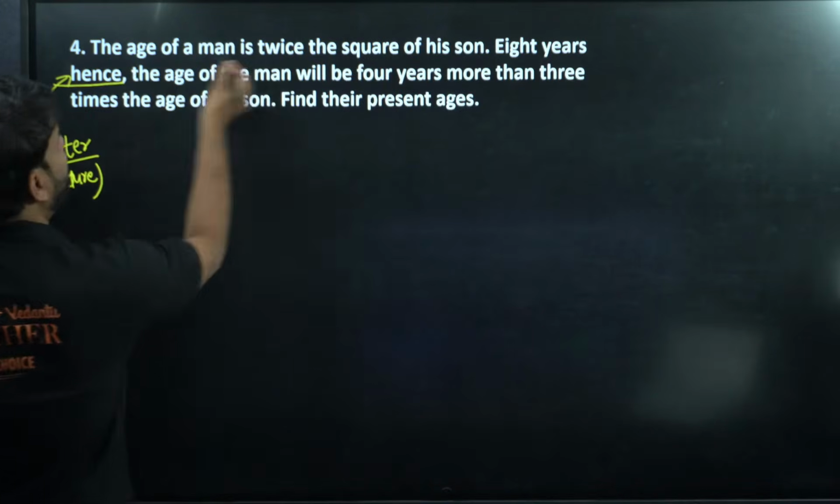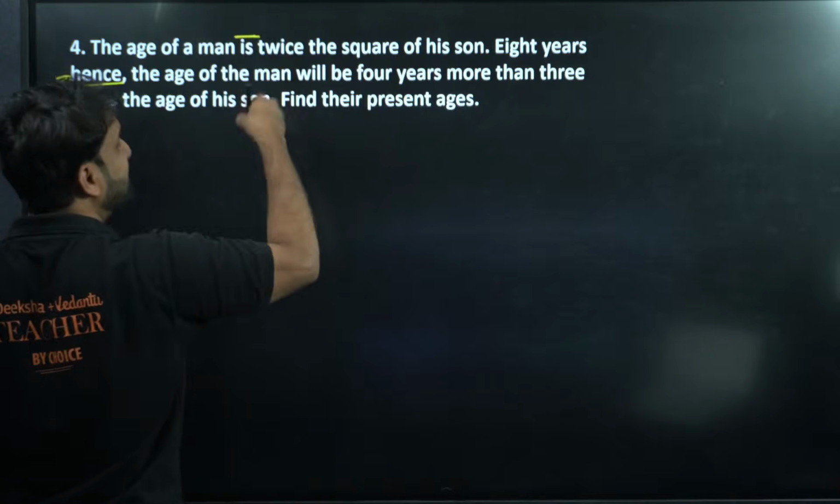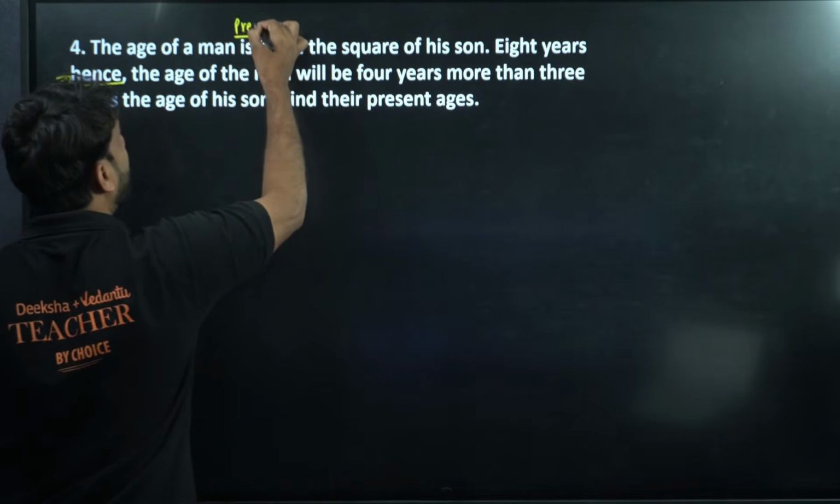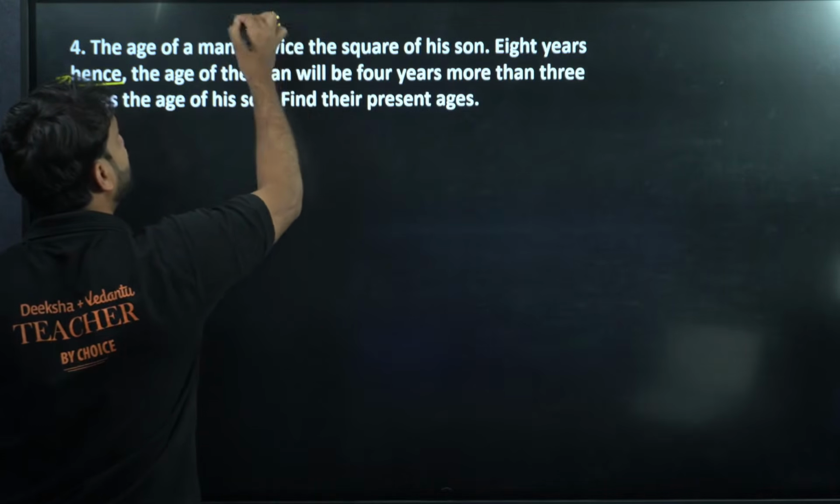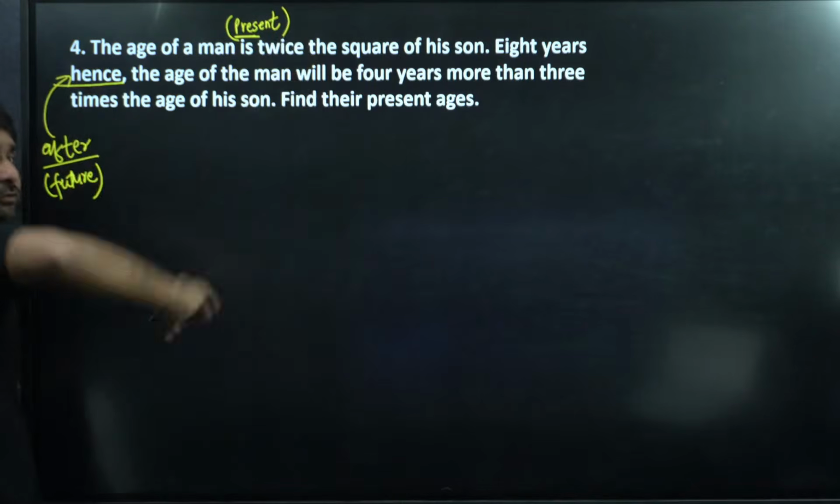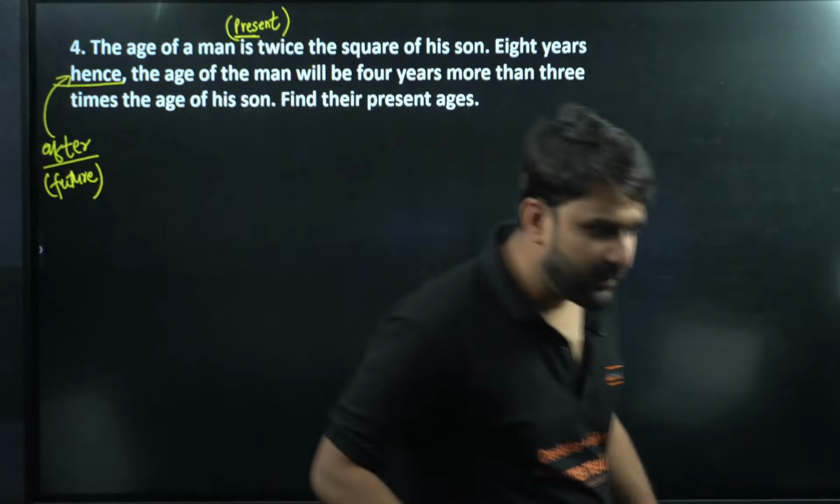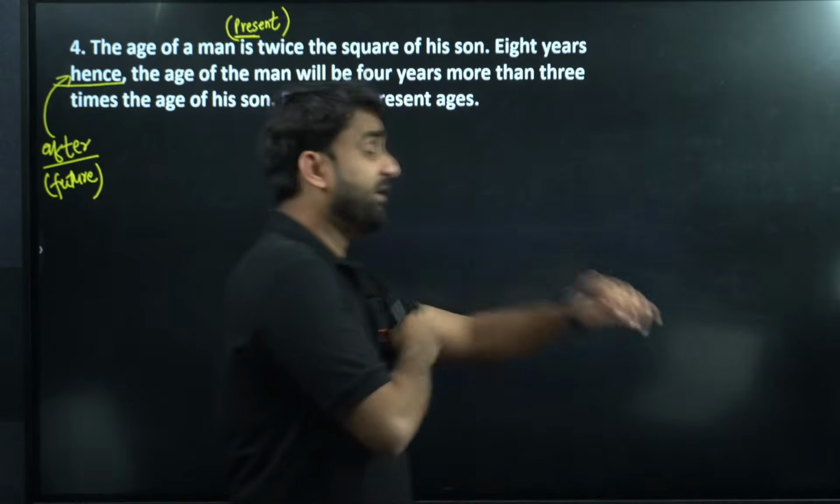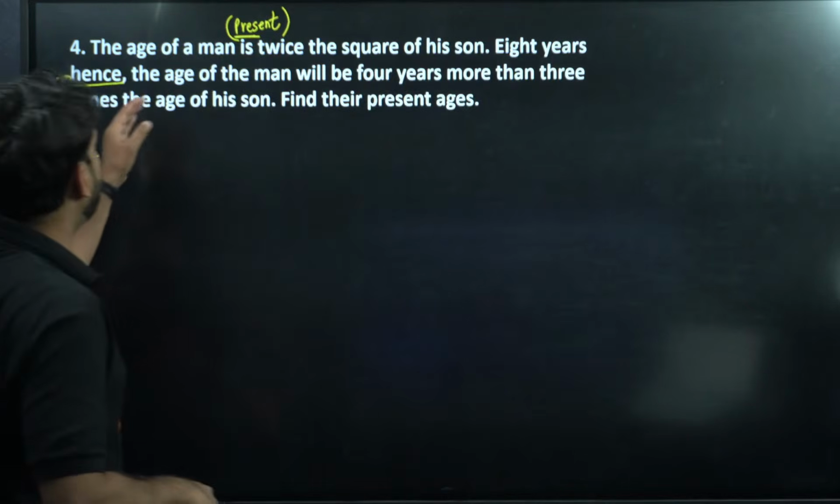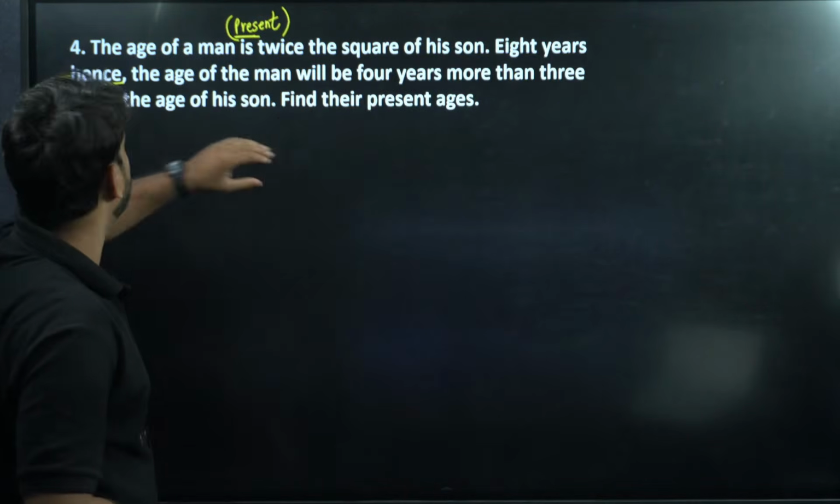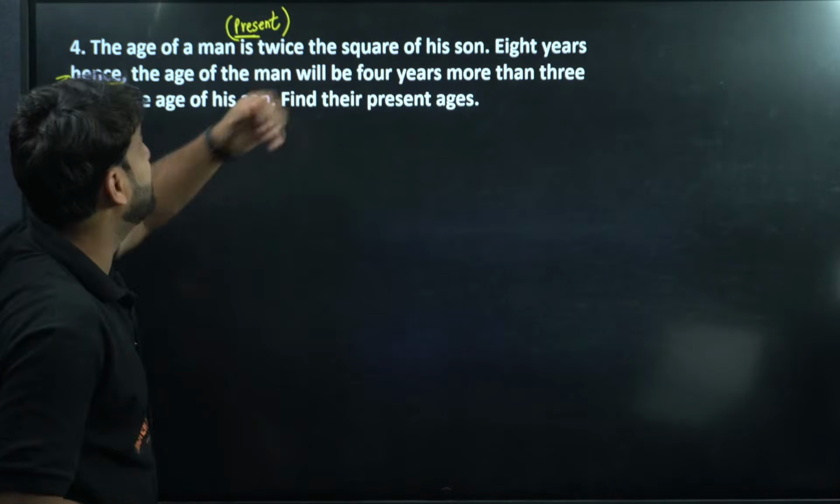And the age of a man is. What does it mean by is? Is means present. We are talking about the present situation here, and hence means future. Right? Okay, very good, Divyansh. Perfect. Now, the age of the man will be 4 years more than 3 times the age of his son. Find their present ages.